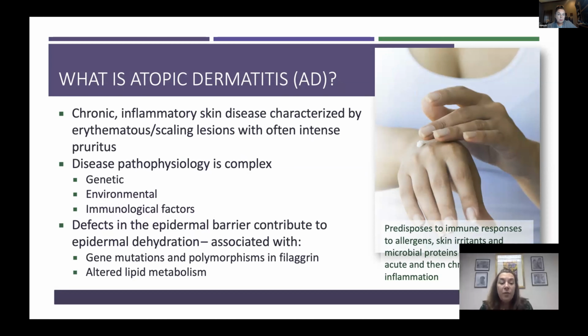The disease pathophysiology is absolutely complex. It's genetic, environmental, immunological factors. There are many different things that come into play when talking about atopic dermatitis and what the underlying factors may be. The fact is that we now understand that many patients actually have defects in their epidermal barrier, in their skin barrier, which contribute to the overall dehydration, and that often is associated with gene mutations or polymorphisms in the filaggrin, as well as the altered lipid metabolism of patients.